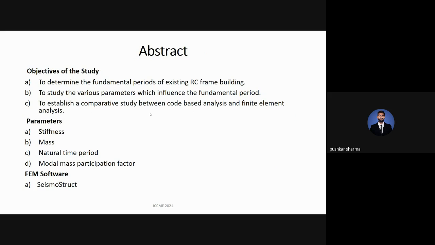The objective of the study is to determine the fundamental period of existing RC frame buildings, to study the various parameters which influence the fundamental period, and to establish a comparative study between code-based analysis and finite element analysis. These are the parameters considered in the study: stiffness, mass, natural time period, and modal mass participation factor. I have used the finite element program SeismoStruct for this study.